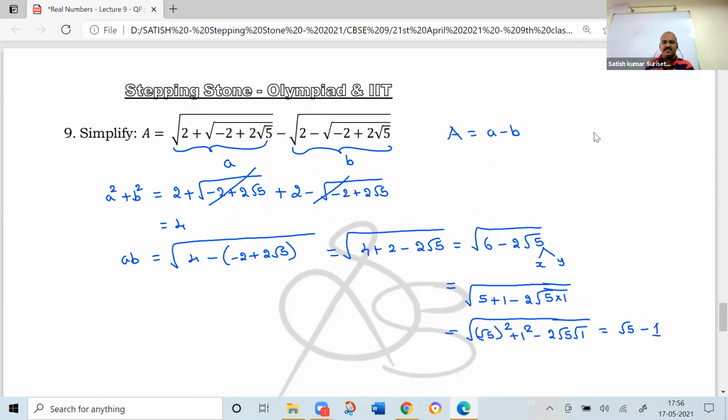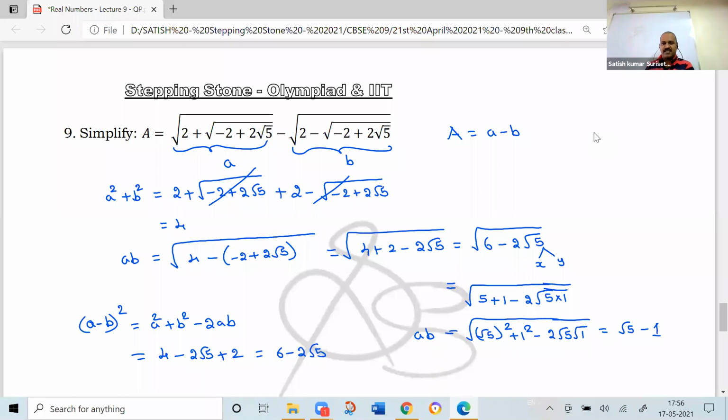Now you got A square plus B square and AB value. So AB equals root 5 minus 1. Now we need to calculate A minus B. Now to calculate A minus B, let us calculate A minus B whole square. So A minus B whole square will become A square plus B square minus 2AB. Now A square plus B square already we got 4, minus 2 into AB, that is minus 2 root 5, minus of minus plus 2, means again it is 6 minus 2 root 5.